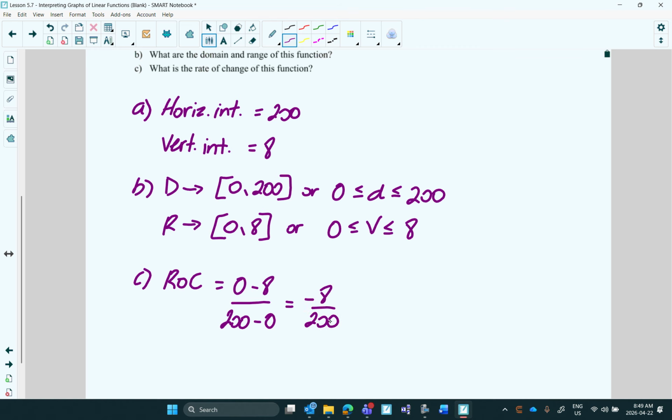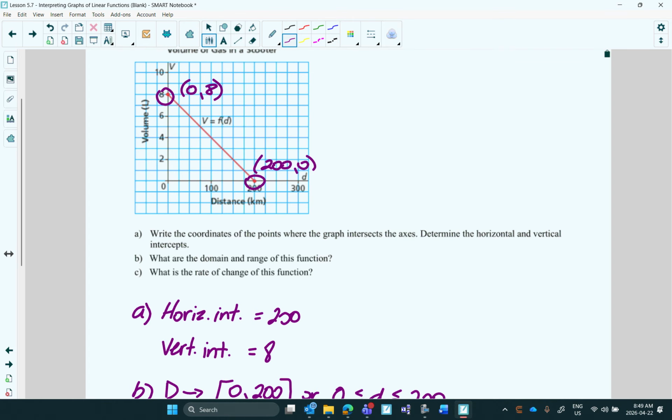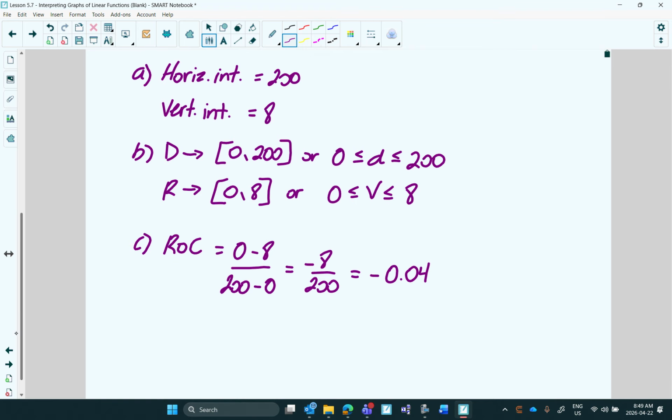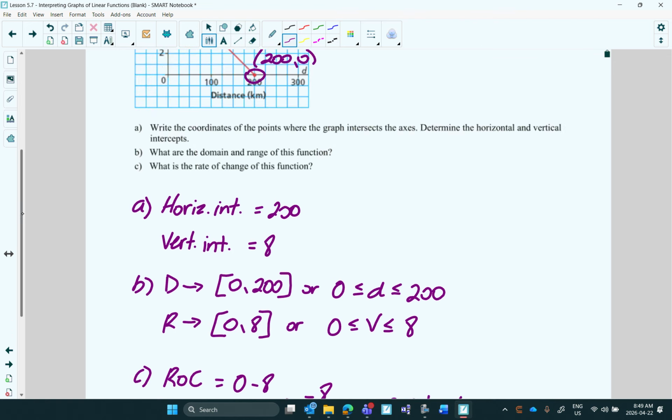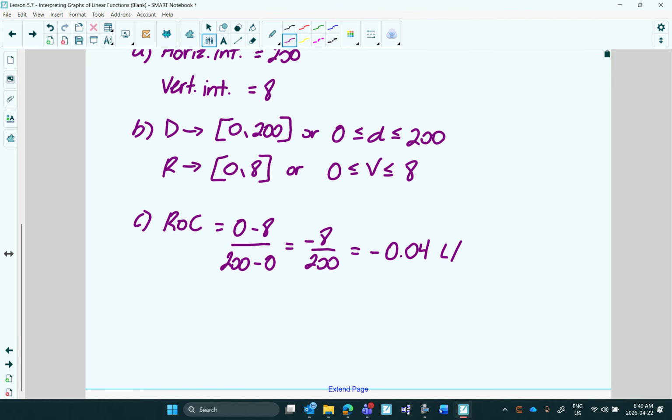Let's convert that to a decimal. And we should get negative 0.04. Units. Remember, vertical volume per distance, per kilometer. So the volume is liters per, what was the time again? Or sorry, liters per kilometer.